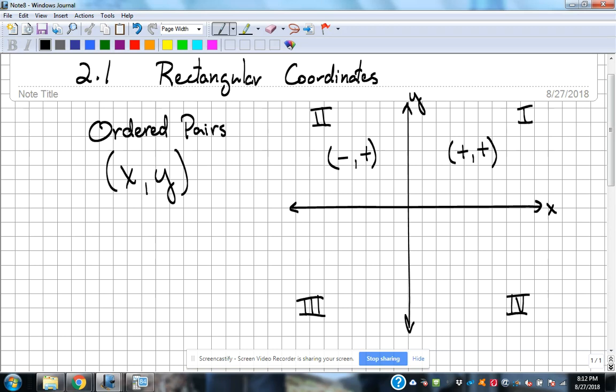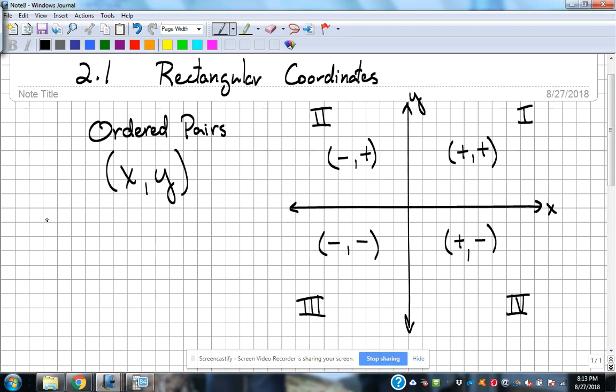Quadrant 3, we're still over here, so the x's are still negative, but we're down here, so the y's are now negative. So it's a double negative in quadrant 3. Negative, negative. Okay. Quadrant 4, what's it going to be? Positive, negative. That. Okay.